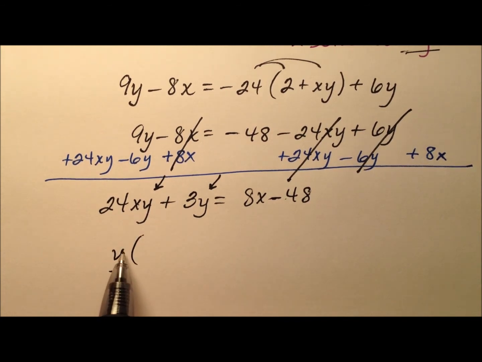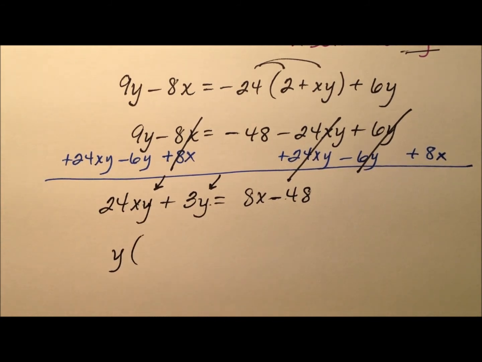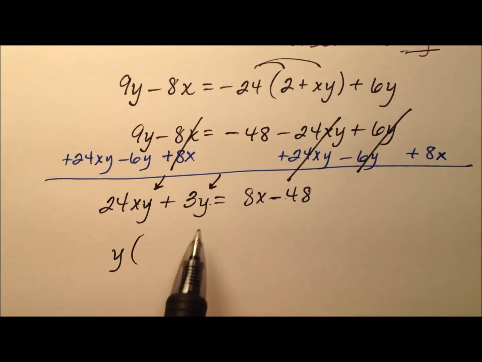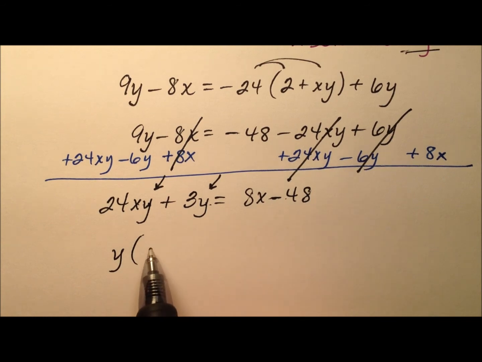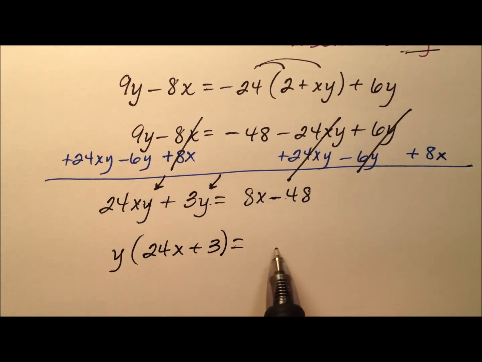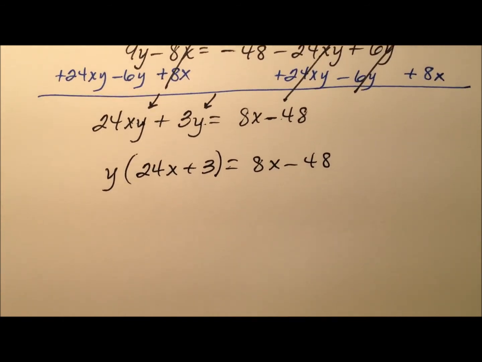It'll look like basically the distributive property when I'm done, because factoring the greatest common factor behaves like a backwards distributive property. We're not doing the greatest common factor, we're just doing the y itself because we need to isolate that y. So we'll have 24x plus 3, and that will equal that 8x minus 48.